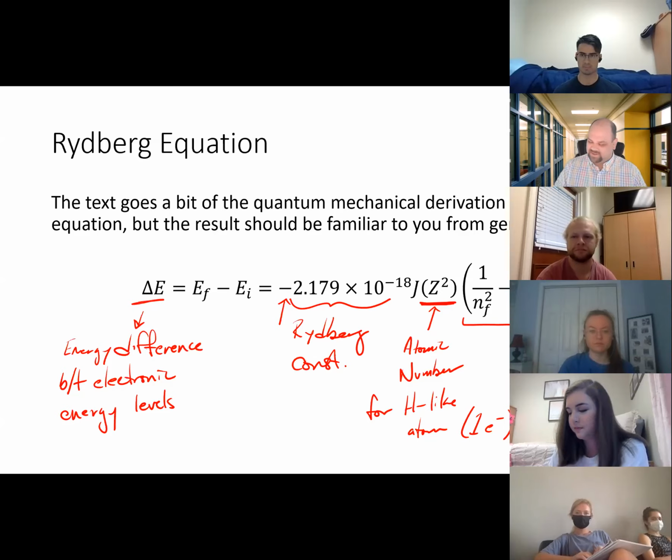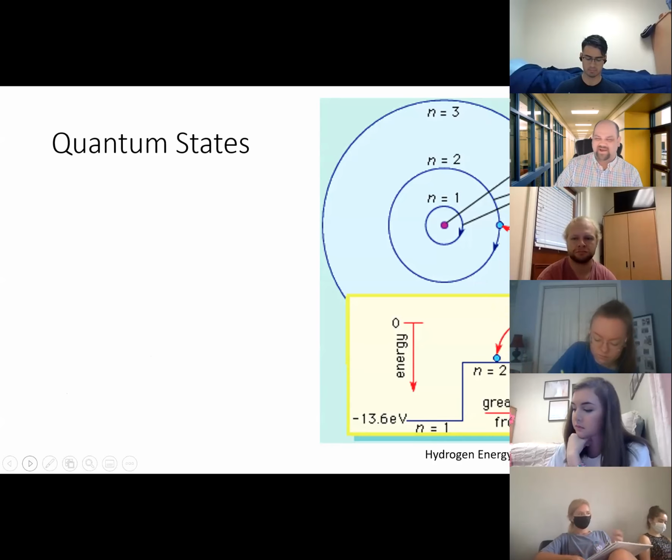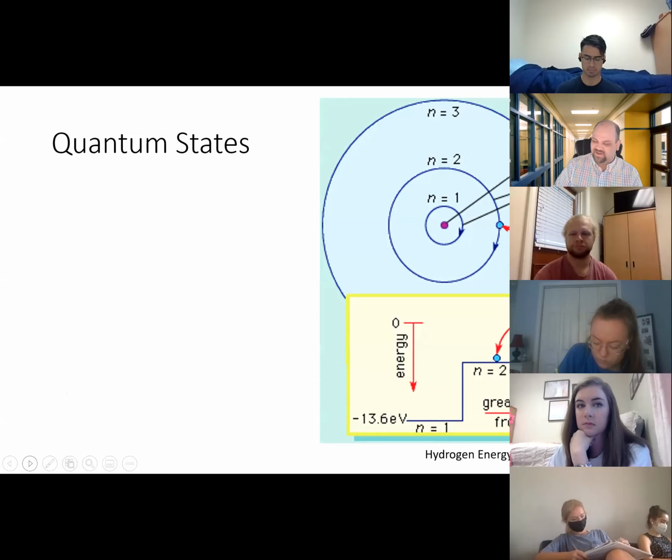So here's the Rydberg equation. We use this to find the difference in energy levels. What those look like? Remember, it's quantum mechanics. And so here is the Bohr model of a hydrogen atom, and we have our different energy levels. Remember always that the lowest energy level is the closest to the nucleus. And so energy level 1 here is the closest one to the nucleus, and then it increases as we get further away.